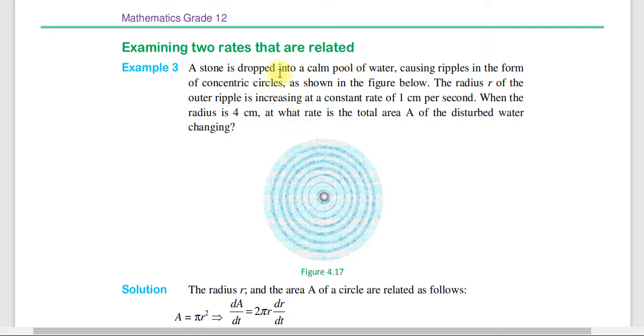A stone is dropped into a calm pool of water, causing ripples in the form of concentric circles as shown in the figure below. The radius r of the outer ripple is increasing at a constant rate of 1 cm per second. When the radius is 4 cm, at what rate is the total area of the disturbed water changing?